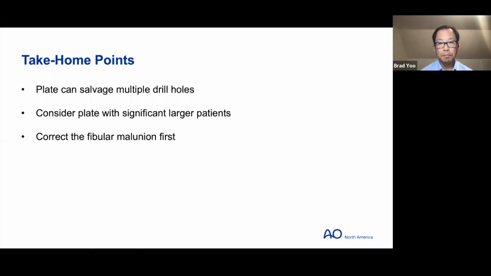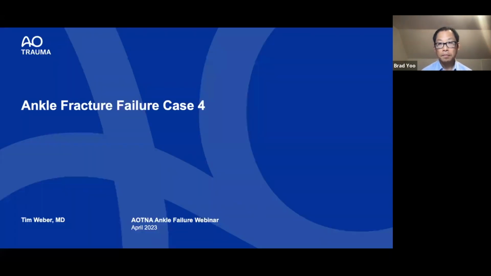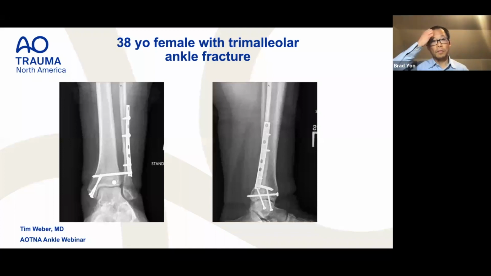Okay. I think we're hitting on a really important thing, and I'll go through this case and try to go through it a little bit quicker. So this person had a trimalleolar ankle fracture.